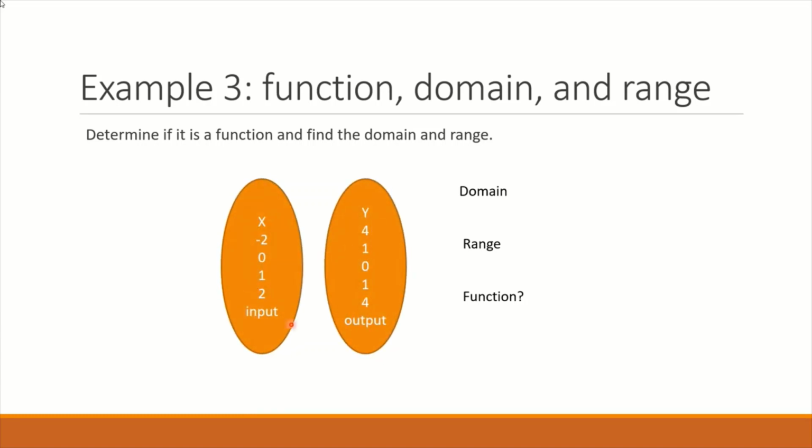So again, we have input and then we have output. And again, these lines represent the function. So if I put in a -2, out pops a 4. Put a -2 again, out pops a 1. 0, 0, 1, 1, 2, 4. Kind of similar to the last one, a little bit different.